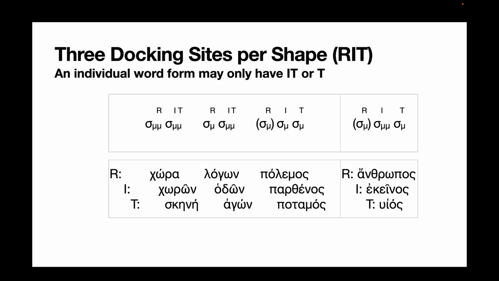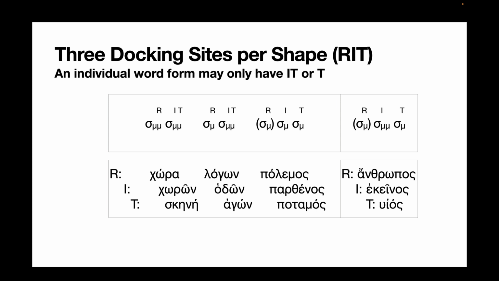So the upshot here, every single shape has 3 docking sites, which I'm going to refer to as recessive, intermediate, and terminal. Any individual word might be shorter than that, or it might have persistent accentuation, so it might not have recessive, it might only have intermediate and terminal docks, or it might just have a terminal dock. If it is only 1 syllable long, or if it's just a word where the accent is limited to the ultima and the ultima has a short vowel.